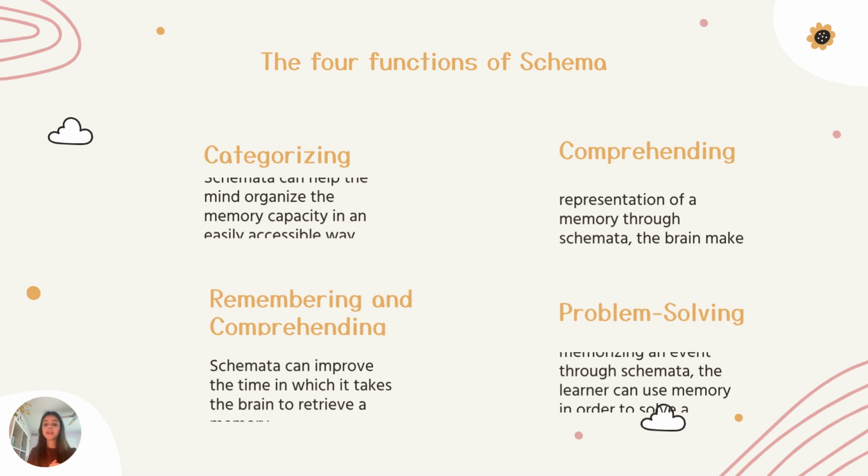And then problem solving is by observing and memorizing an event through schemata, the learner can use memory in order to solve a problem. So if you don't get the full picture of what the schema is, then you can kind of fill in the gaps. So if I said picture a restaurant, we'd be both picturing different things, but we can kind of sort out what a restaurant would look like. So it'd have waiters, waitresses. If you're thinking of a fast food restaurant, it would definitely have certain foods that would be served. But using problem solving in order to solve something, schemas can definitely be used in that.